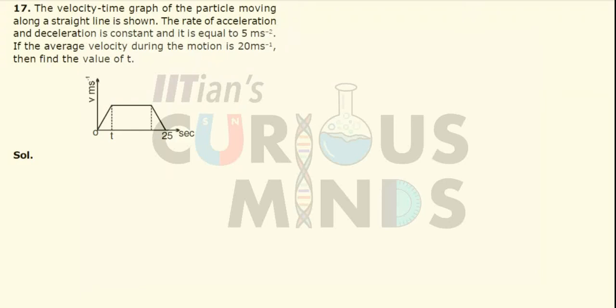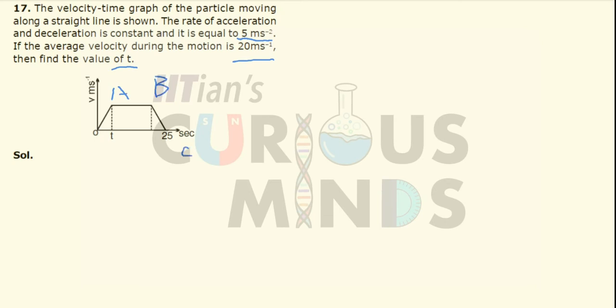The velocity time graph of the particle moving along a straight line is shown over here. The rate of acceleration and deceleration remains the same, which is equal to 5 meter per second square. If the average velocity during the motion is equal to 20 meter per second, we have to find out the value of t. So basically, I will divide the entire graph into three sections: O to A, A to B, and B to C.